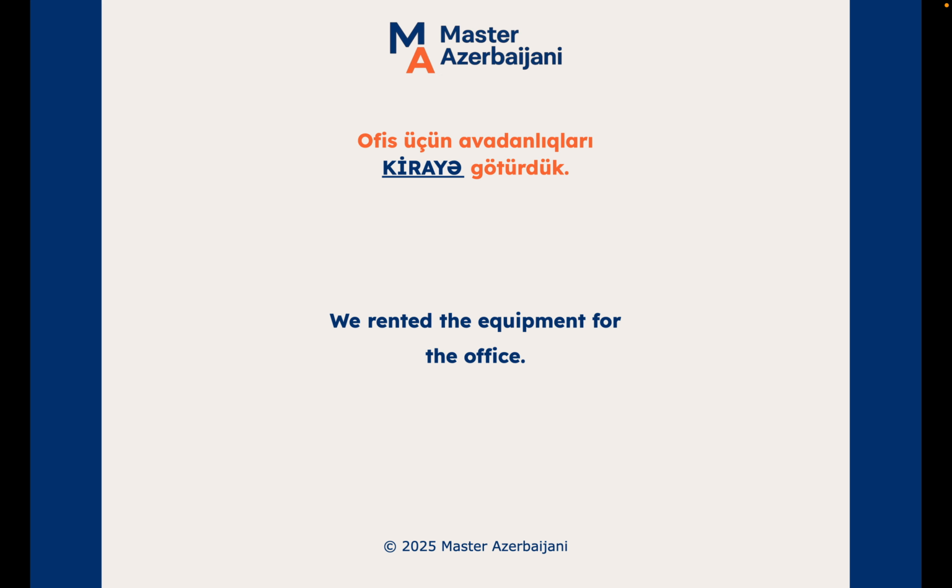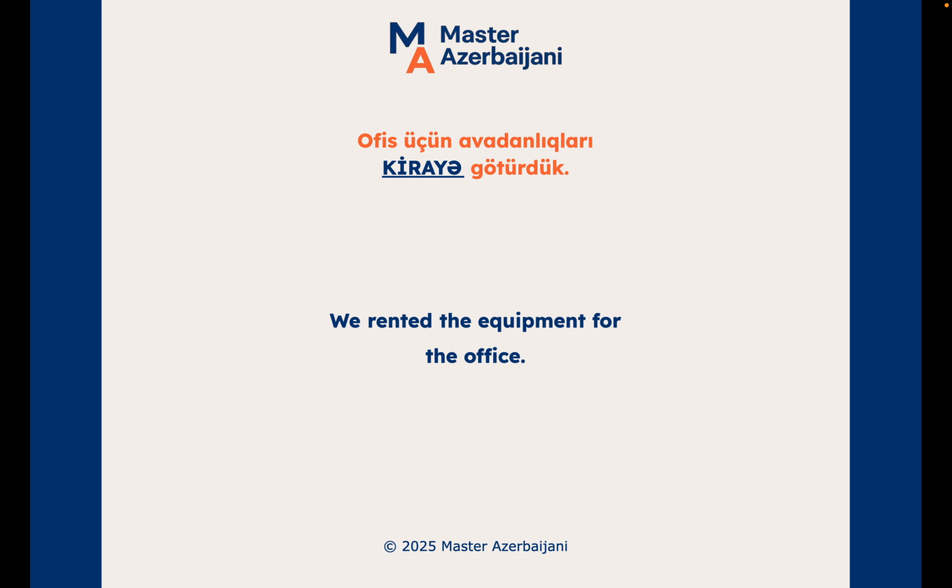See what's missing here? Remember I've been talking about it? I did not add there biz, which means we, because we don't need to. The action word, which is götürdük, already signifies it at the end. Götürdük, that ki at the end. All right? Now, ofis üçün, for the office. Avadanlıqları, avadanlıqlar, avadanlık is singular, equipment, avadanlıqlar, equipments, but we don't say equipments. We just say the right way of translation. We rented the equipment for the office.